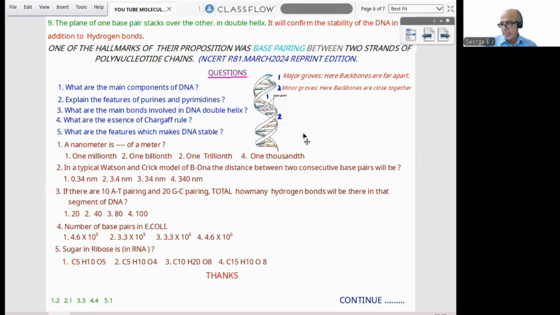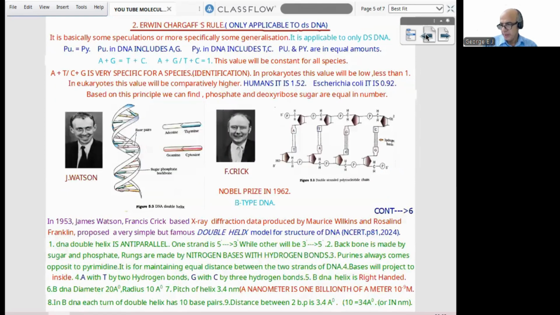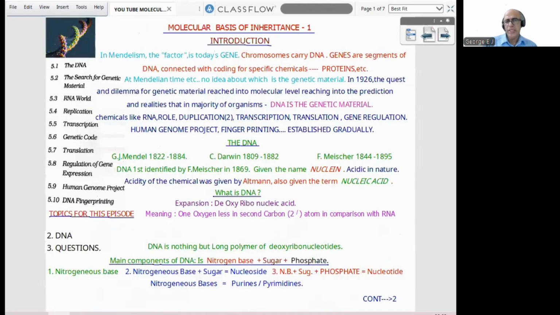So what all things did we learn in this episode? Basically, the chapter deals with more biochemical aspects, etc. Then these are the NCERT concepts. And what we discuss here is basically introduction, DNA and questions. DNA is a very big area. Introduction: how the theoretical aspect came up historically, came to fingerprinting, then DNA expansion, then the 3 scientists Mendel, Darwin, as well as Meissner, and Meissner 1869, nuclein, acidic, Altman, nucleic acid, acidity.